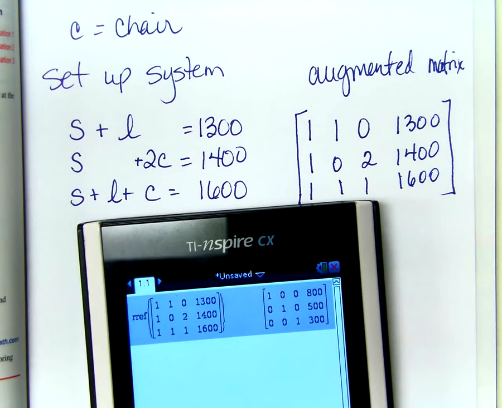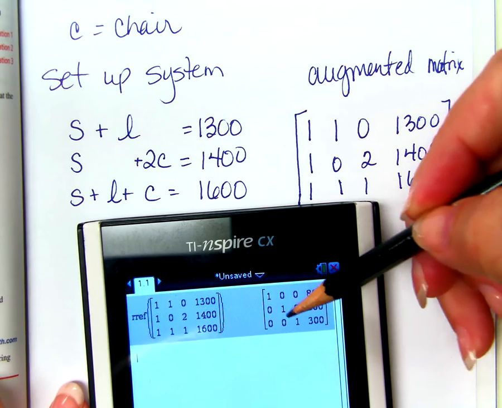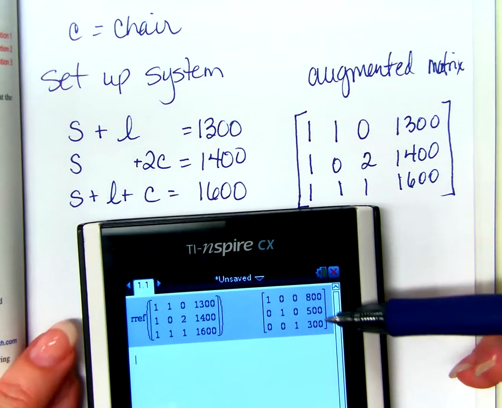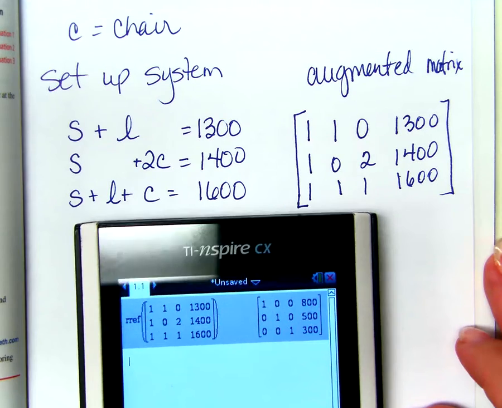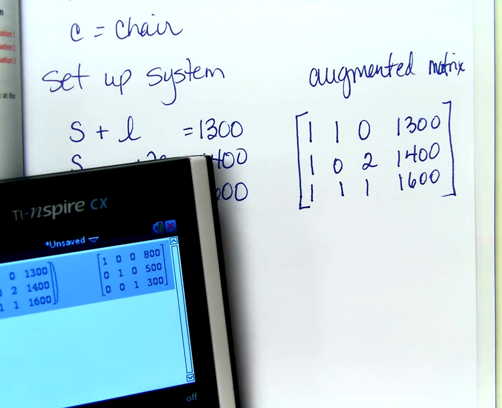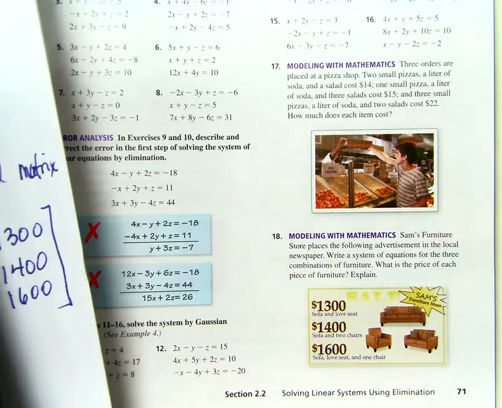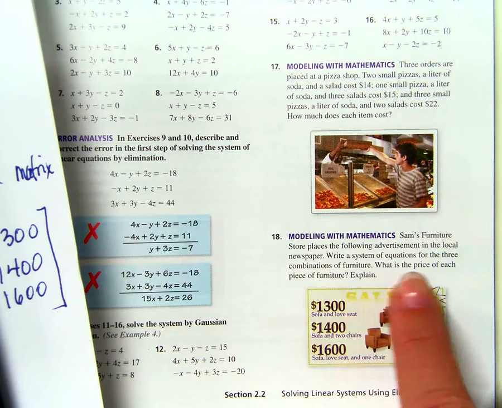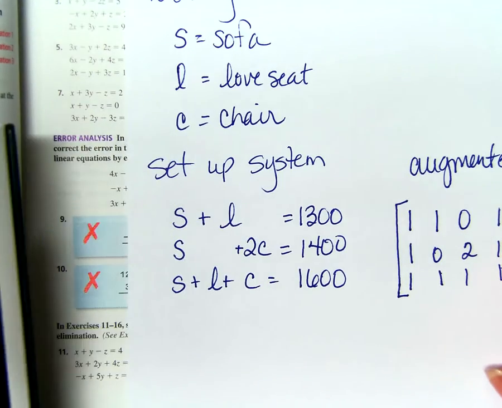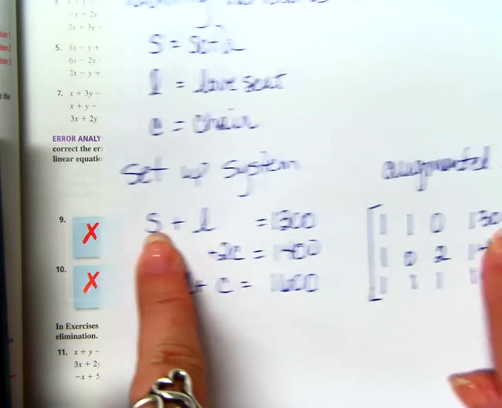Well, first I look and say, do I have a diagonal of 1s? Yes, I do. If I have a diagonal of 1s, then this column is my answer. Do I write my answer as an ordered triple this time? I don't, right? I have to answer the question. And remember, the question that was being asked is, what is the price of each piece of furniture? So the first variable that I had was S.